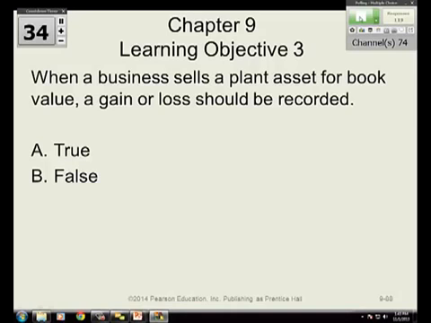It's the same as net book value. Right, book value is the same as net book value. Book value is the same as net book value.